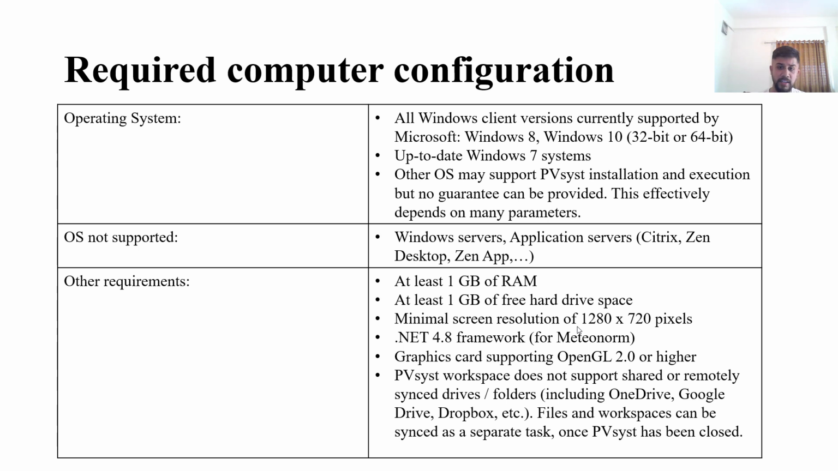Other requirements are at least 1 GB of RAM, 1 GB of free hard drive space, and a minimal screen resolution of 1280 by 720 pixels. .NET Framework 4.8 is required for the Metronome support. Graphical support is OpenGL 2.0 or higher. PVsyst Workspace does not support shared or remotely synchronized drives, folders or files, and Workspace can be synchronized as a separate task once PVsyst has been closed.